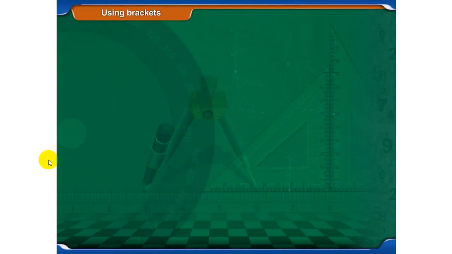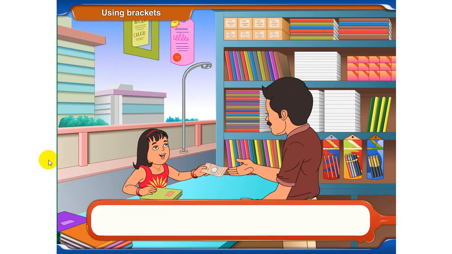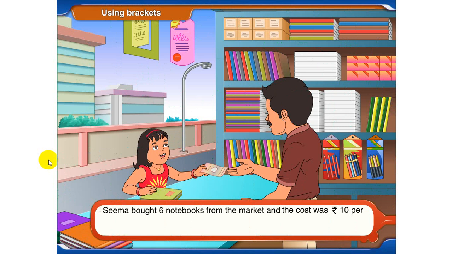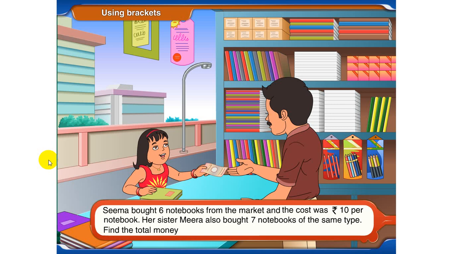Using brackets. Seema bought 6 notebooks from the market and the cost was Rs 10 per notebook. Her sister Meera also bought 7 notebooks of the same type. Find the total money they paid.